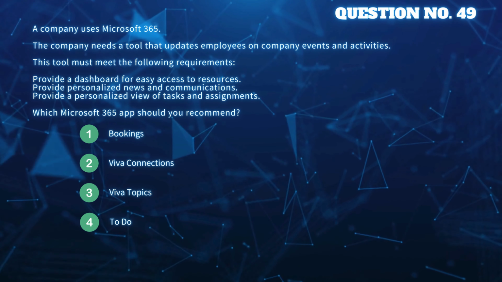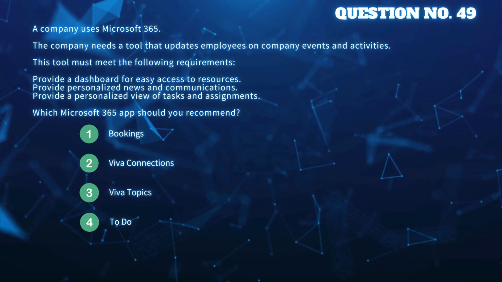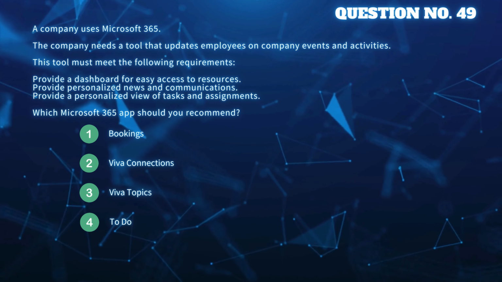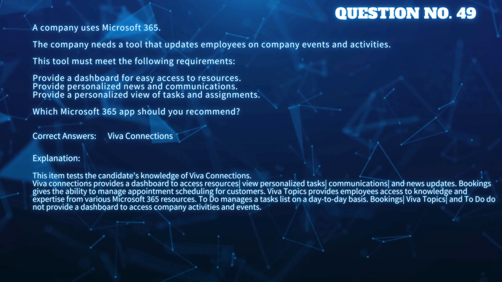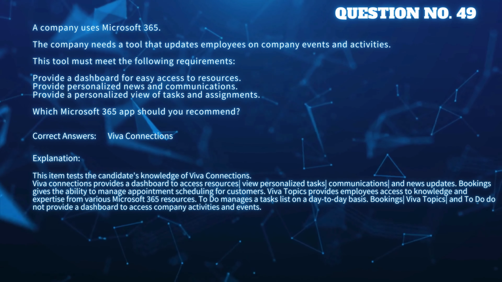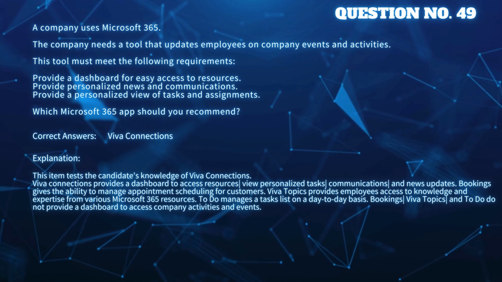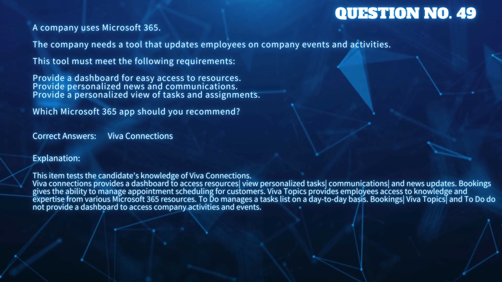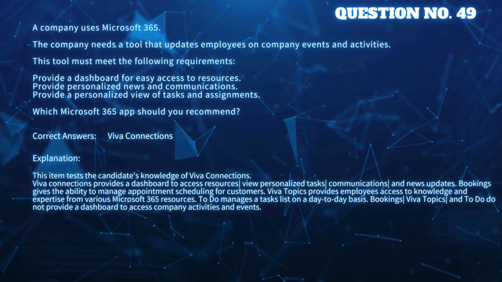Option 1, Bookings. Option 2, Viva Connections. Option 3, Viva Topics. Option 4, To Do. Correct answer: Viva Connections. Explanation: this item tests the candidate's knowledge of Viva Connections. Viva Connections provides a dashboard to access resources, view personalized tasks, communications, and news updates.